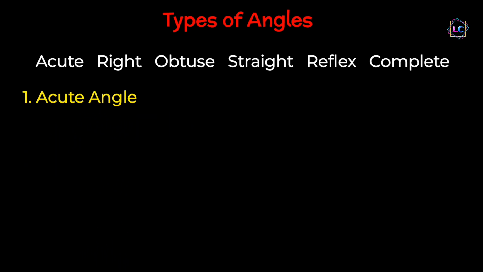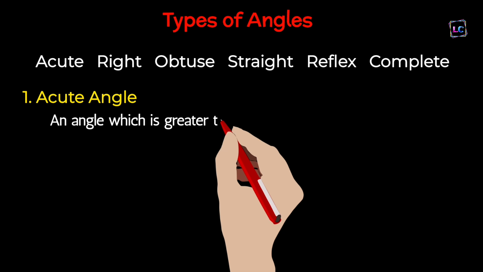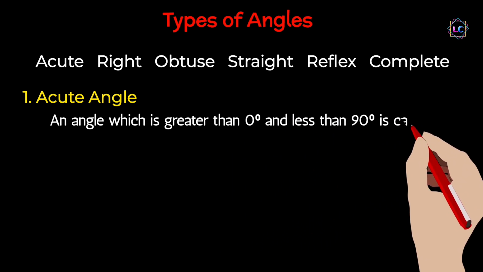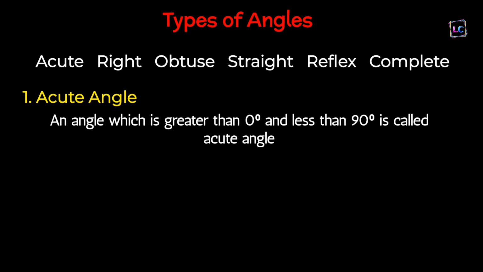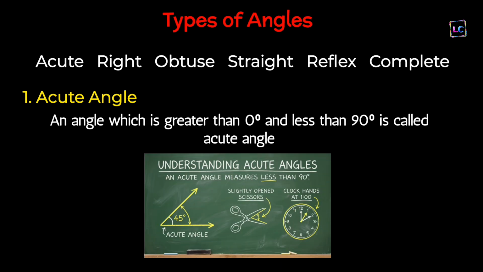Acute angle. An angle which is greater than 0 degrees and less than 90 degrees is called acute angle. In simple words, it is a small angle. In the following diagram, the angle 45 degrees is an acute angle because it is less than 90 degrees. Other angles like 30 degrees and 60 degrees are all acute angles.